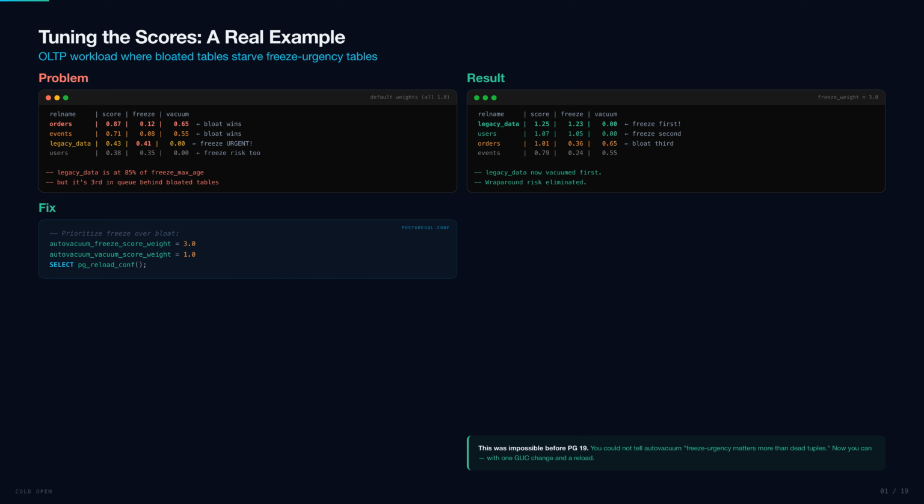Let me show you a real example. Left side, default weights, all 1.0. Orders scores highest at 0.87 because of dead tuples. Legacy_data is third at 0.43, but look at its freeze score, 0.41. That table is at 85% of freeze_max_age. It is a wraparound risk. But it is stuck behind 2 bloated tables.